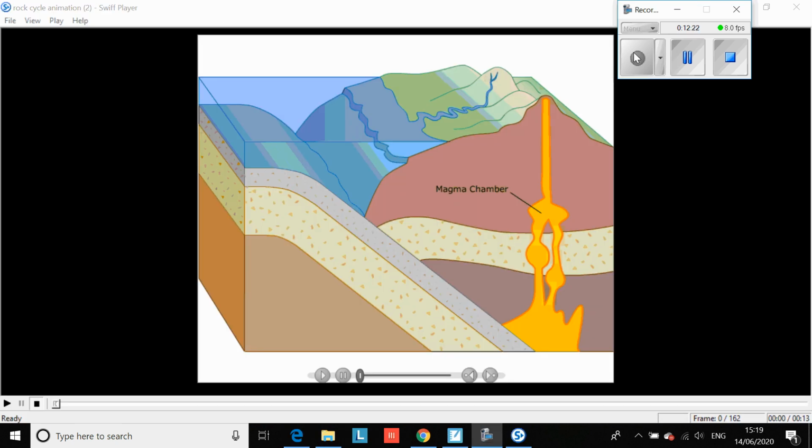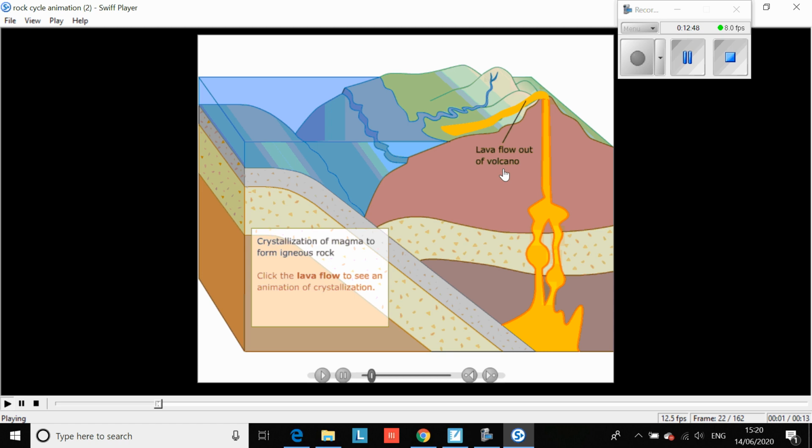Okay, welcome back. So this is how we get all these rocks and how they're all linked. What this is, it's called the rock cycle. I'm just going to explain to you how you get this, and what you need. Firstly, as we said, we get igneous rocks, which are fire rocks. So basically, they come from volcanoes. Firstly, we get an eruption. So crystallization of magma to form igneous rocks.